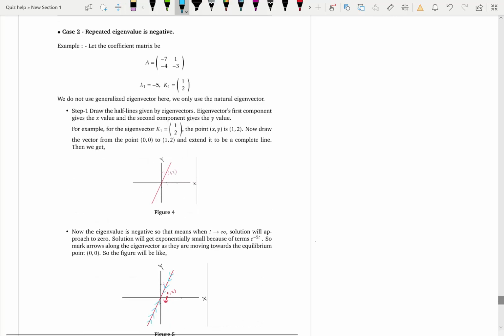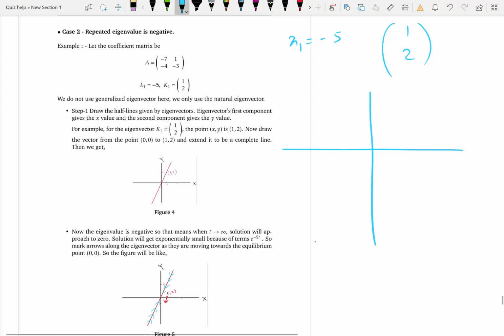Okay, so when eigenvalues are negative, here's an example. Lambda 1 is -5, the eigenvector is (1, 2). So draw the xy plane, and (1, 2) is like here. So we can draw the half line just like that. It should go through (0, 0). Okay, it's just my bad drawing. All right, so now we want to know what happens to the arrows. Since the eigenvalue is negative, the arrows are coming towards the origin, right? When t goes to infinity.